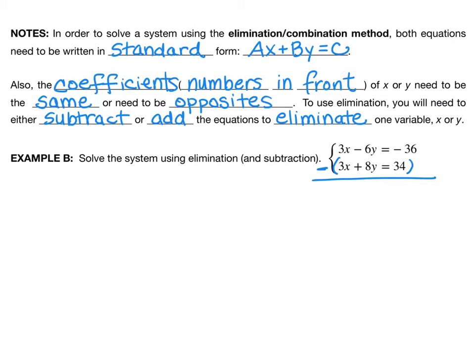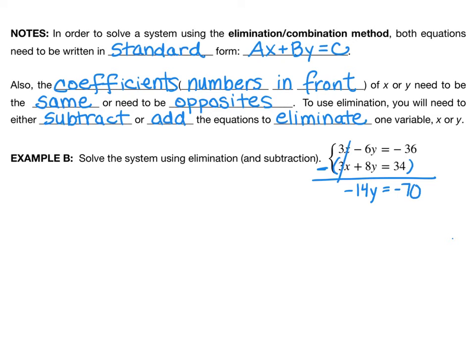And I'm actually going to subtract just straight down because my like terms are all lined up. So 3x minus 3x, well, that's just 0, or the 3x and 3x are eliminated. Then we subtract again. We have negative 6y minus 8y, and negative 6 minus 8 is negative 14y. And finally, we subtract here at the end. Negative 36 minus 34 is negative 70.